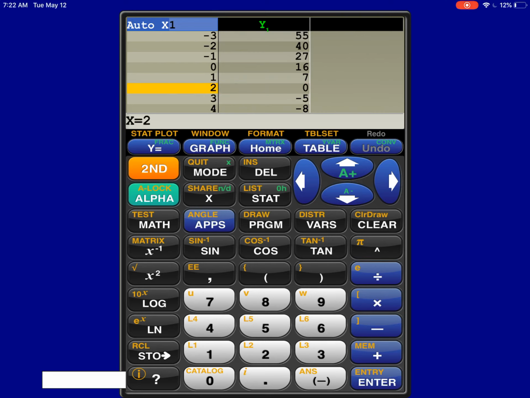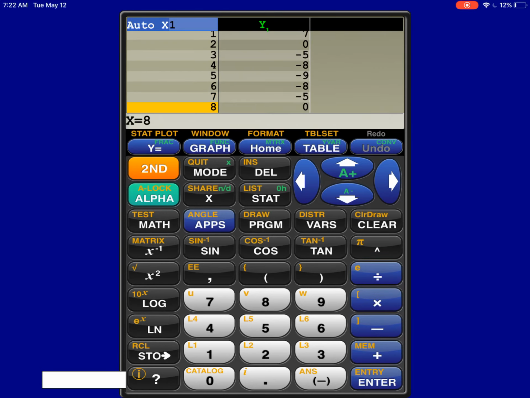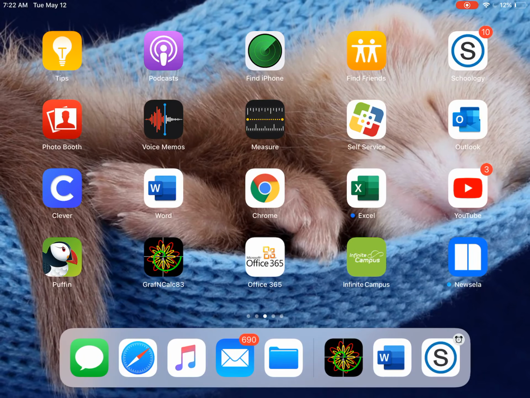And what x was it? X equals 5. So there's the 5, and there's the negative 9. That's my vertex, but it's not supposed to be on the end. It's supposed to be in the middle. So there's the middle, and there are the points again. All right, and so I'm going to copy those points from 2, 0 to 8, 0.